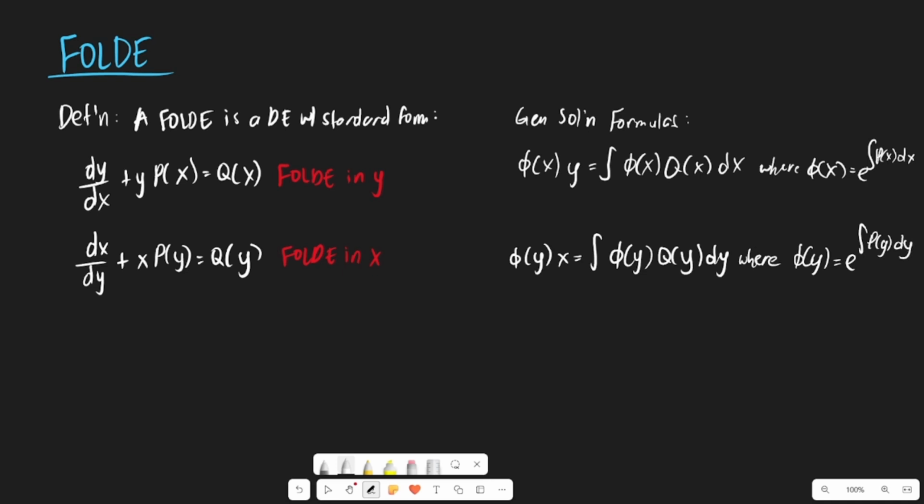Okay, so that's it for the definition of a FOLDE and the standard form and the general solution formulas.